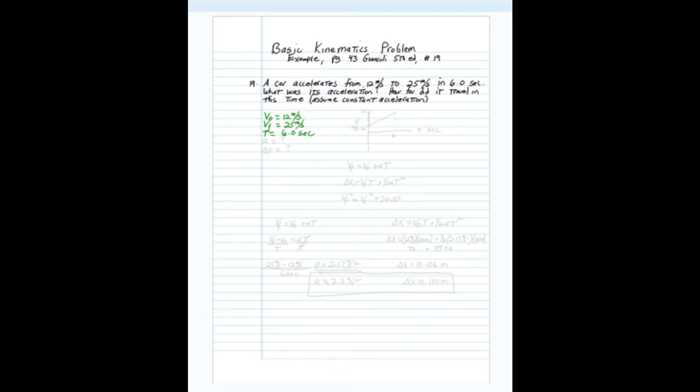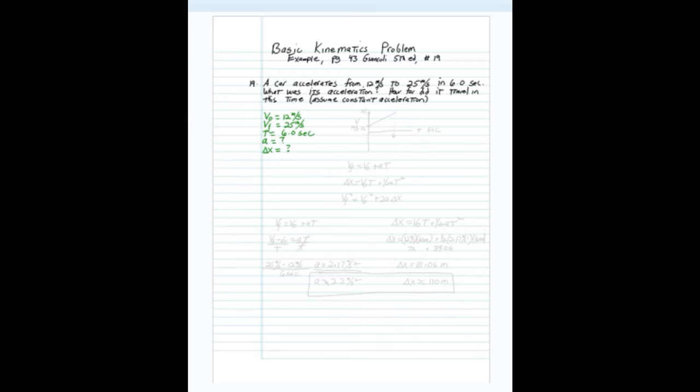The question asks what's the acceleration, and it also asks for how far the car travels. Another way of saying how far something travels is how much its position changed, or how much displacement it has. So that's going to be delta x.